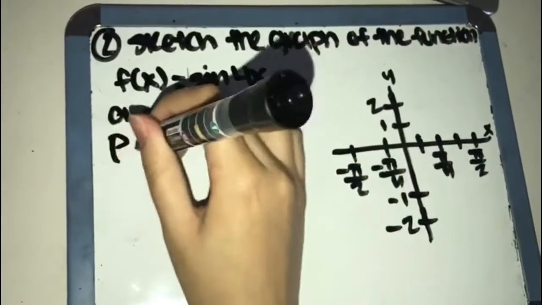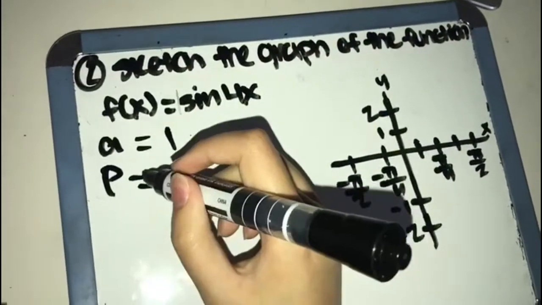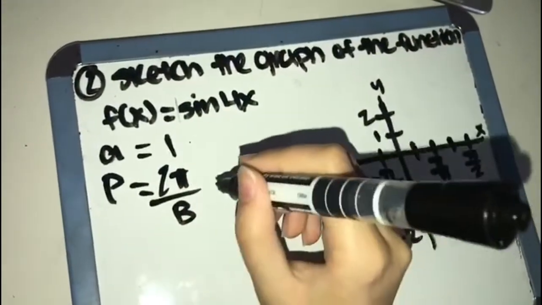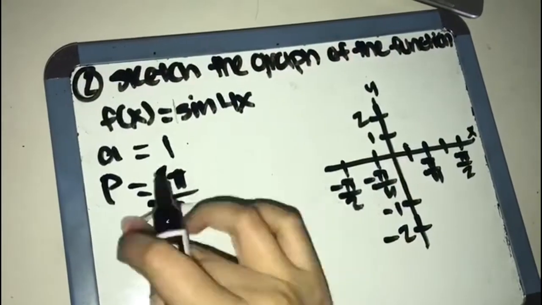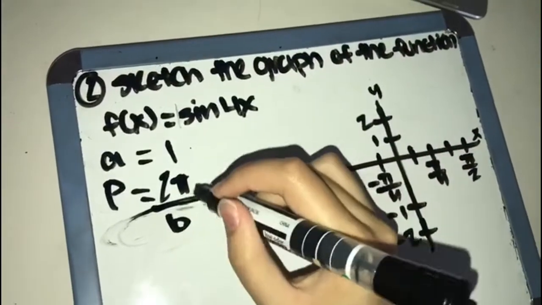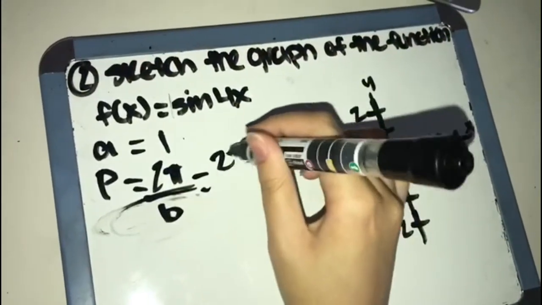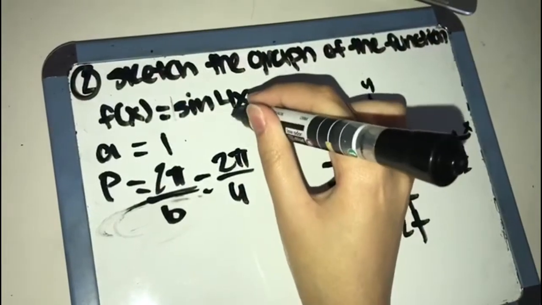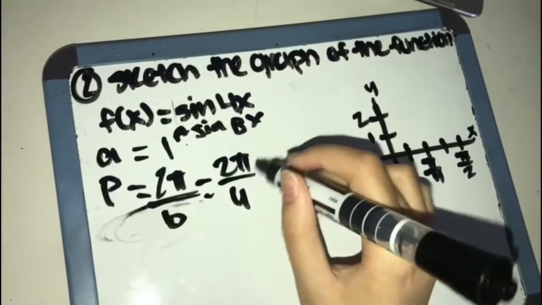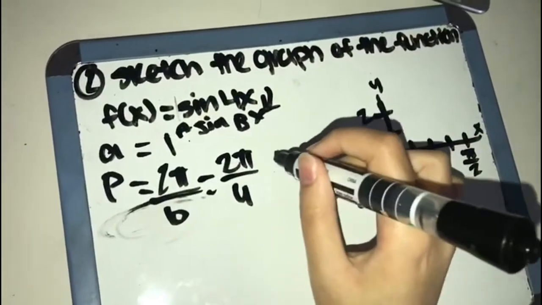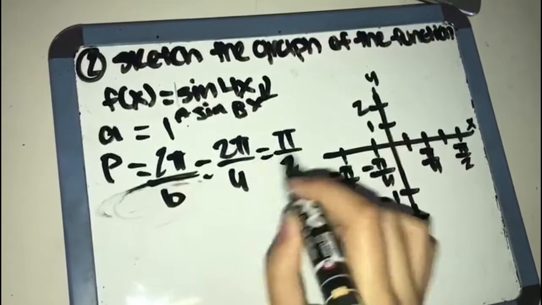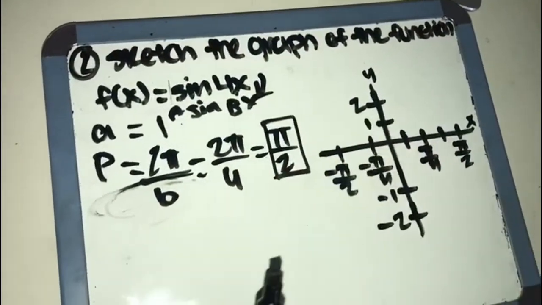Now for the P, you see sine 4x, right? The formula for period is 2 pi over b. Remember that, guys. It would actually be lowercase b. So the period is 2 pi over b, okay? That means it will be 2 pi over 4, because the 4 is the b, remember, in sine bx. So 2 pi over 4, when you simplify it, equals pi over 2. So the period is pi over 2.